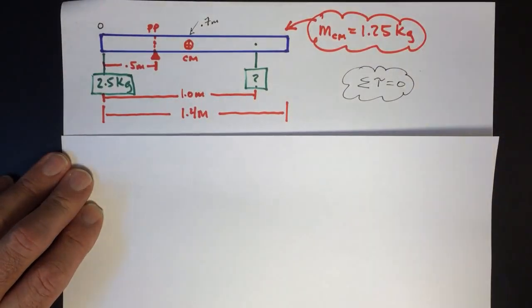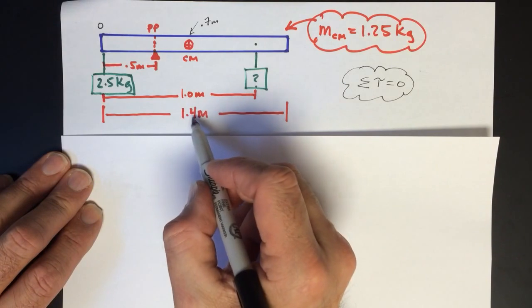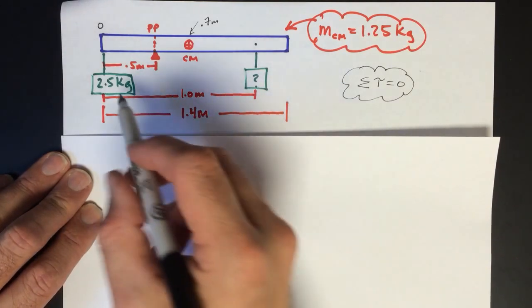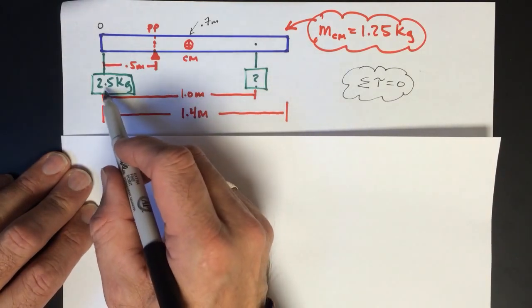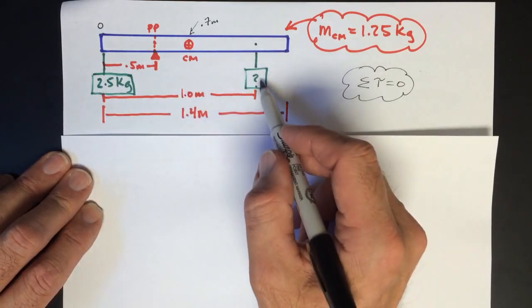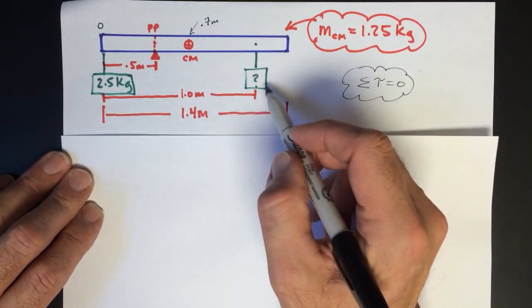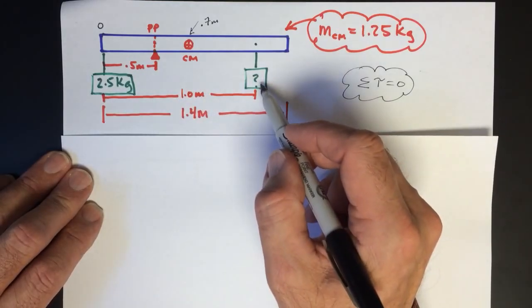Here I have two objects suspended from a horizontal boom. The boom is 1.4 meters long. One object is suspended from the left side. It has a mass of 2.5 kilograms. The other object is suspended from 1 meter, measured from the left side, and its mass is unknown. This is the question. What is the mass of the unknown?